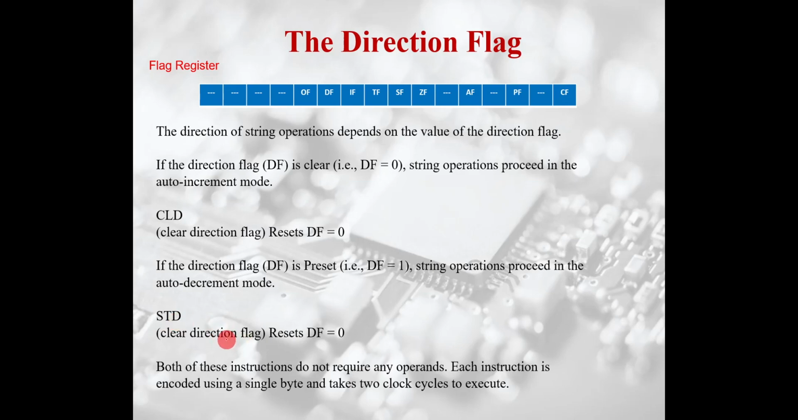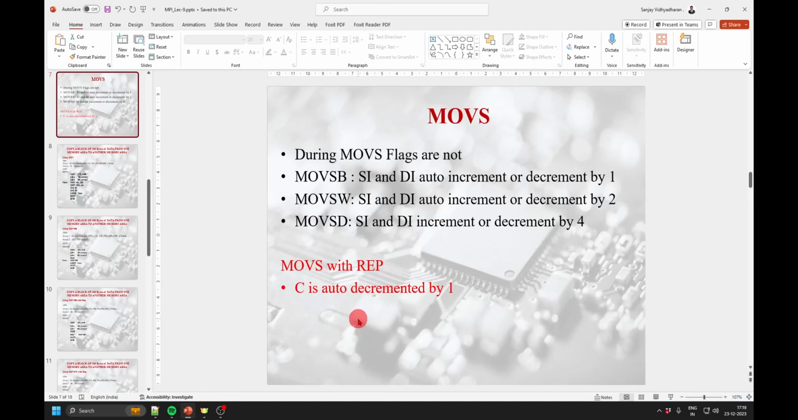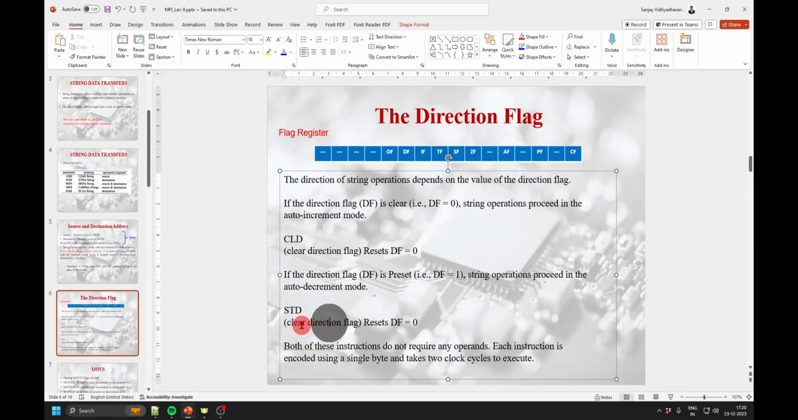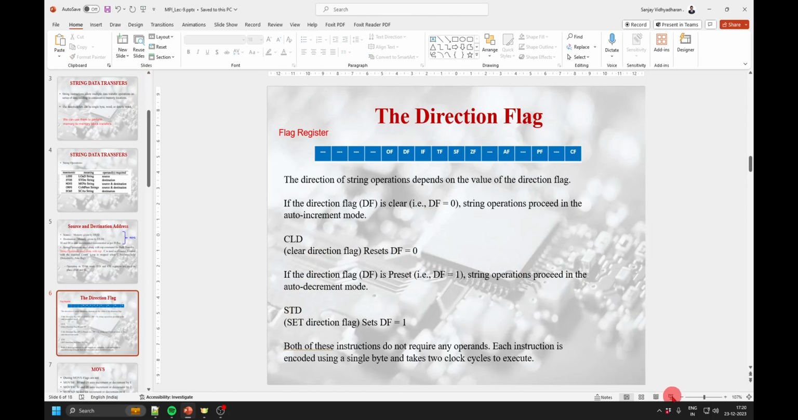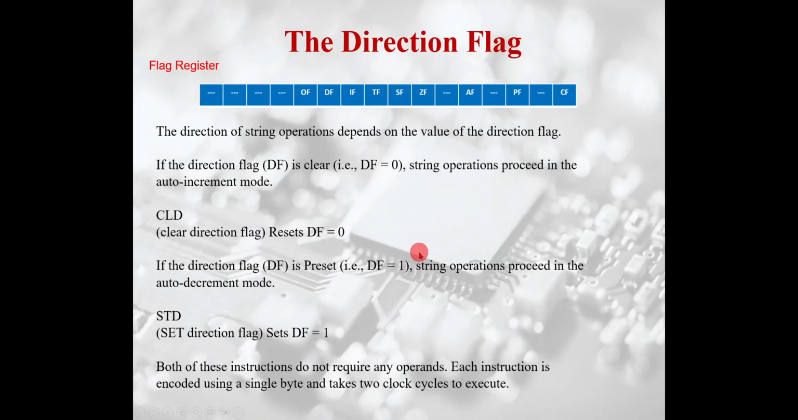Okay, there is a mistake out here, so let me clear that. This is STD. This is going to set the direction flag. So it's not a reset, but it is going to set DF to 1, right? STD sets it to 1, CLD clears it to 0. Okay, so this is what happens.